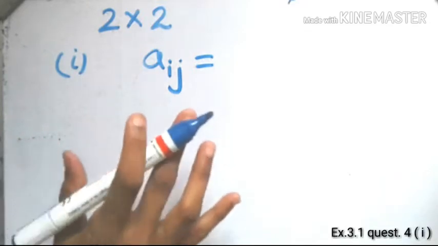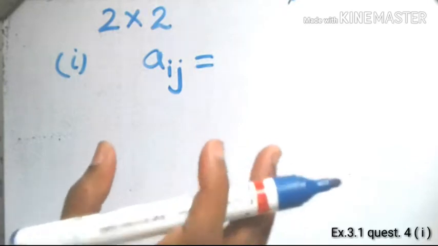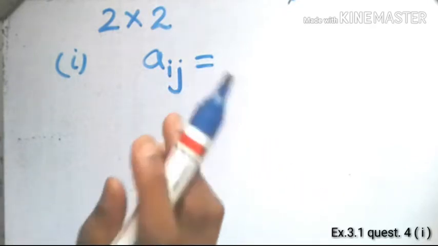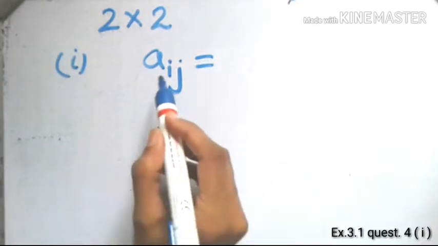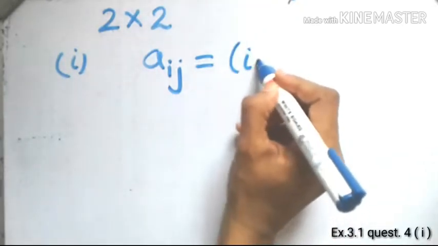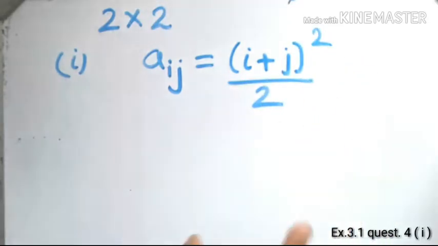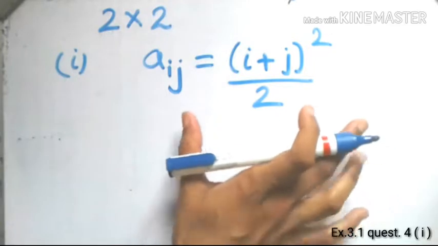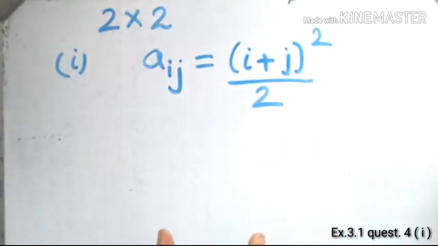till now we have understood what Aij is. Aij is just to denote a general matrix element where i is the row number and j is the column number. Hope that is clear. So Aij is equal to (i plus j) the whole square divided by 2. Now this is the formula. So using this formula we have to find out the matrix elements and then construct the matrix. So let's see how to do this.